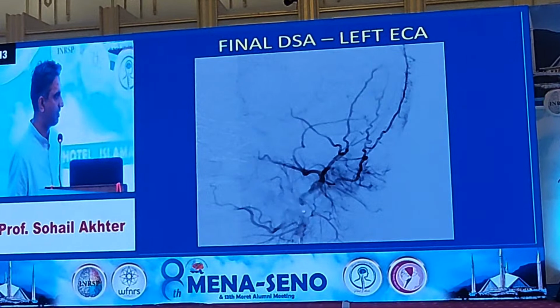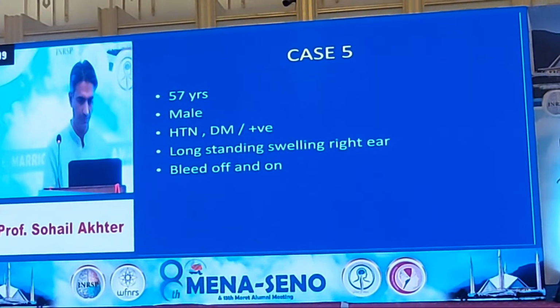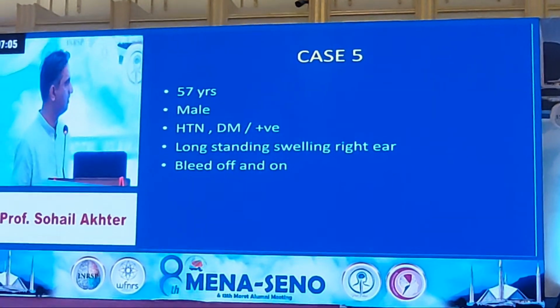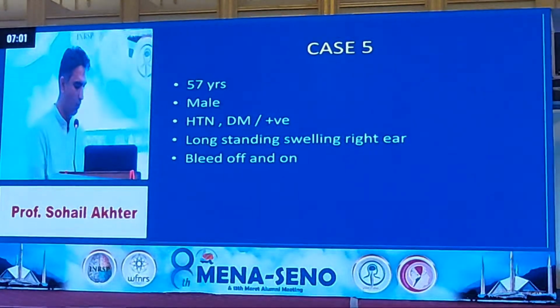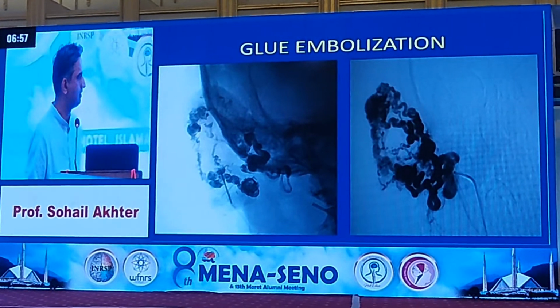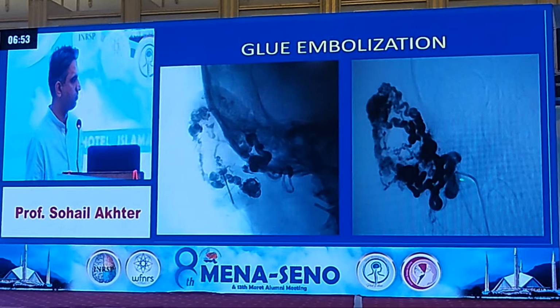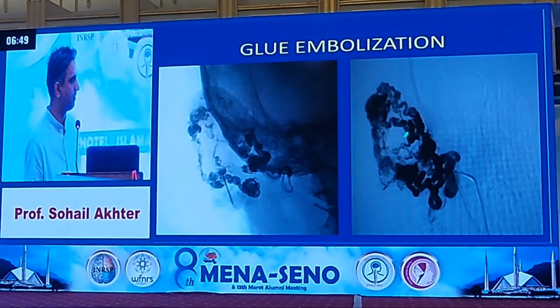And it's a final image which is showing satisfactory obliteration of the malformation. Now coming to case 5, a 57-year-old male patient with comorbidities, with long-standing swelling right here, which is bleeding off and on, again with skin ulceration, a bad looking ear. These are the static images. DSA image obtained through the posterior auricular artery. Just see how dysplastic the vessels are and how big the malformation is.